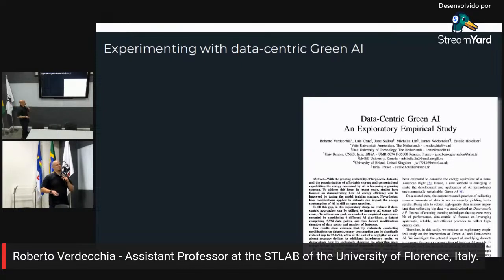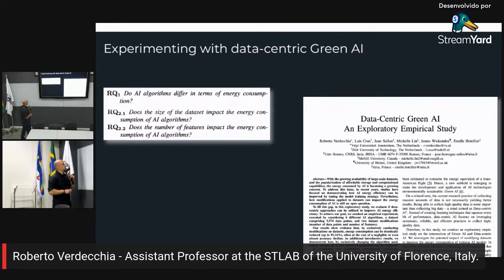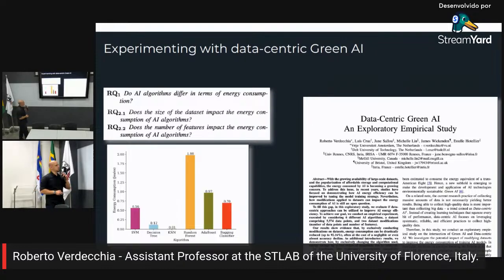What we did here is, instead of fiddling with algorithms, like hyperparameter tuning or designing new algorithms, we just said, what if we trivially just fiddle with the data? First, an introductory question: do different algorithms differ in terms of energy consumption? But where the real meat is: does the size of a data set impact the energy consumption? And again, what is interesting to know is to what extent the number of features impacts the energy consumption of AI algorithms. As in empirical research, we set up our empirical experiment. Okay, different algorithms consume different energy. Big surprise. Sure.